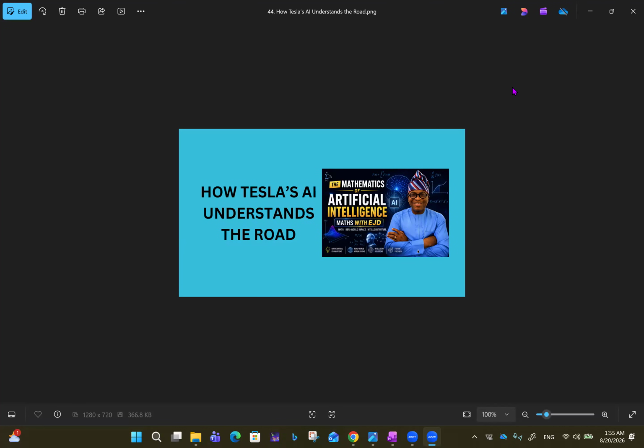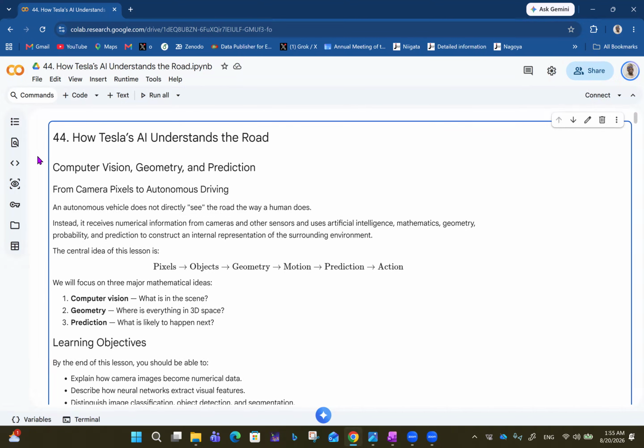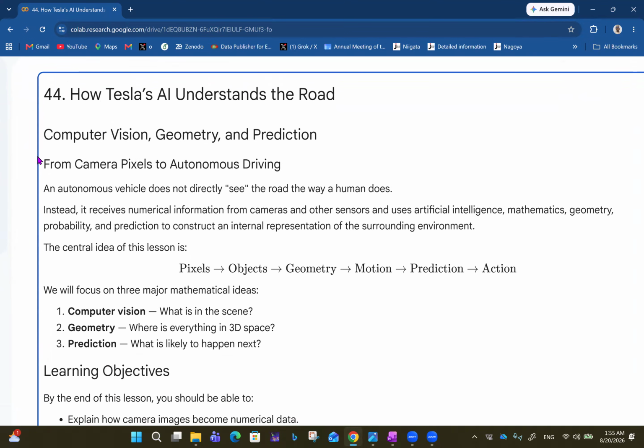Let's see how Tesla's AI understands the road. We talk about self-driving autonomous cars. So here we have a combination of computer vision, geometry, and prediction, from camera pixels to autonomous driving.